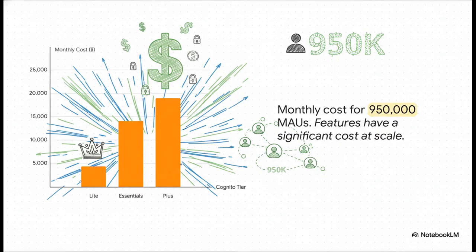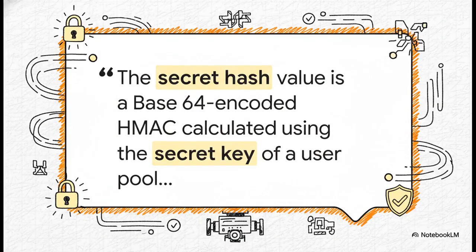Now, talk is cheap, right? Let's look at what this actually means for your wallet when you start to scale. For an app with, say, 95,000 monthly active users, check out the difference. The Lite plan is about 4,000 bucks. But if you need that custom branding from the Essentials tier, the price jumps to over 14,000. And for the top tier security, you're looking at $19,000. As the architect, you're the one who has to make that call. Is that feature worth the extra cost? That's the job.